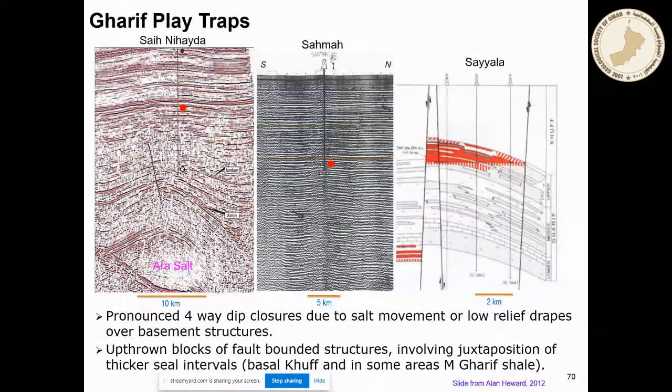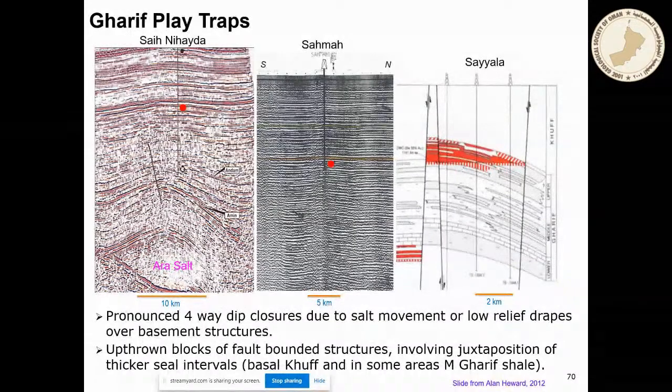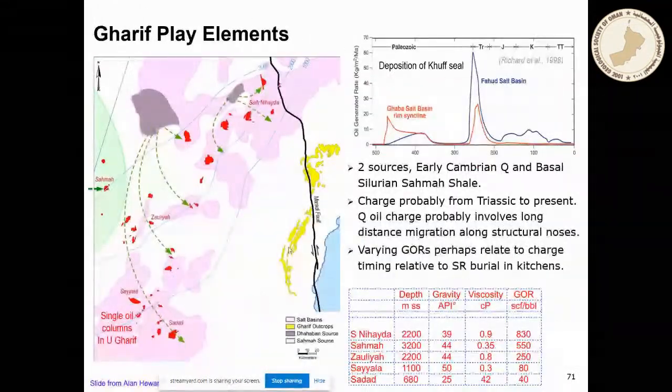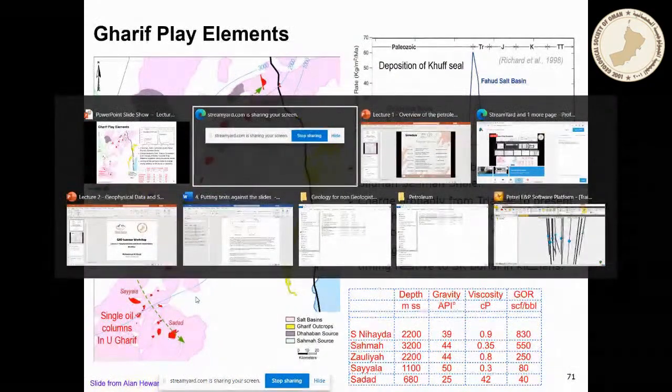Four-way dip closure. Okay, this is a terminology. It is when we have a dome which is closed from the four sides. We call it four-way dip closure. However, if we have a monocline or a dome from one side and then a fault on the other side, we normally call that a three-way dip closure. For instance, just for explanation, for the Garif play, the viscosity tends to be very low, apart from a few fields where viscosity goes slightly higher. But in most of the reservoirs, they have very light oil, and that's quite interesting because the oil that has been sourcing this area has gone.